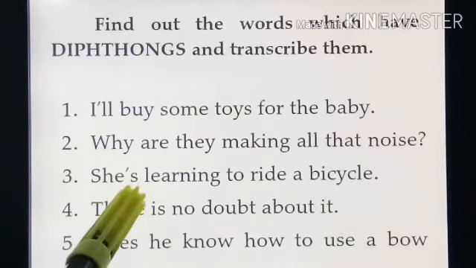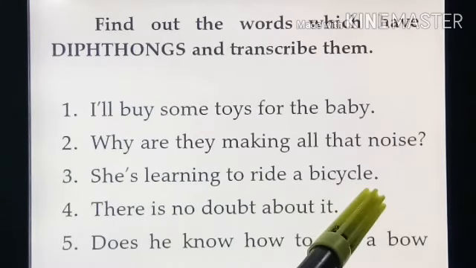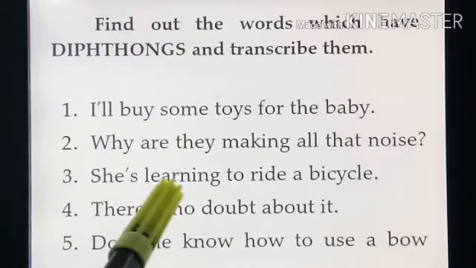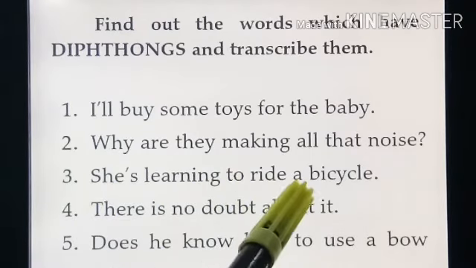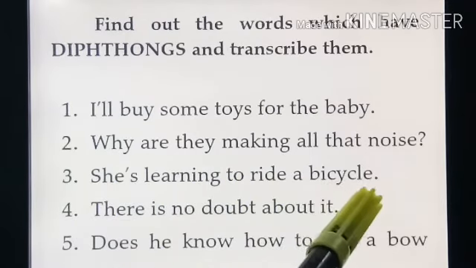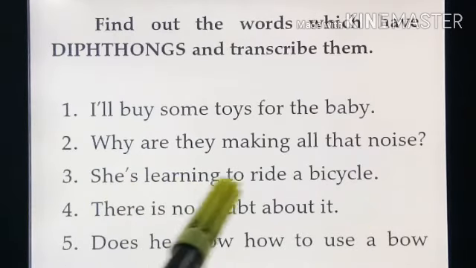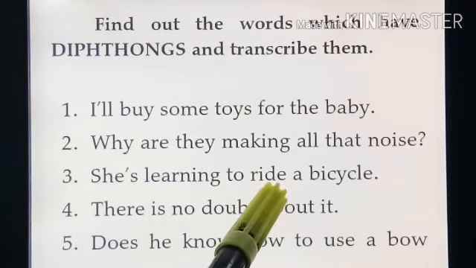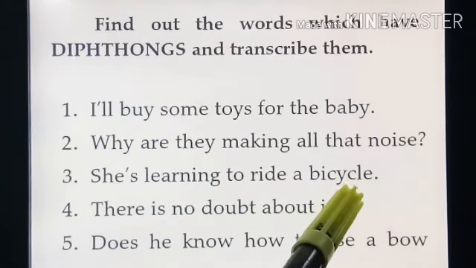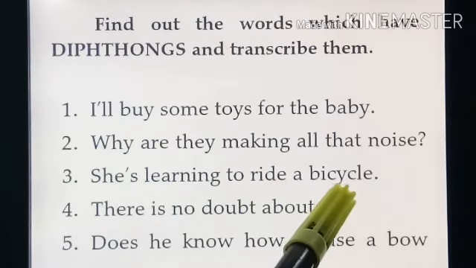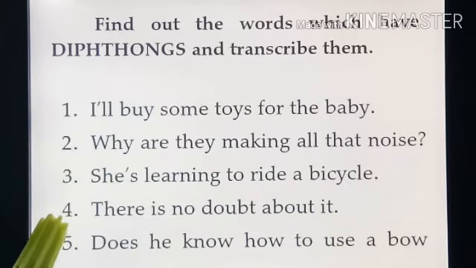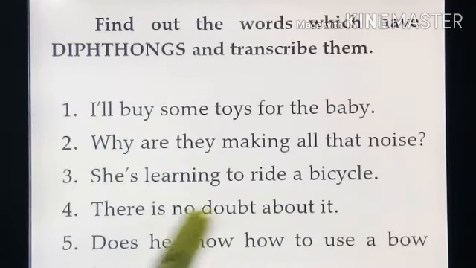Next, third one: She is learning to ride a bicycle. Here we don't have a diphthong in learning. Here ride, I. Bicycle, I is here.